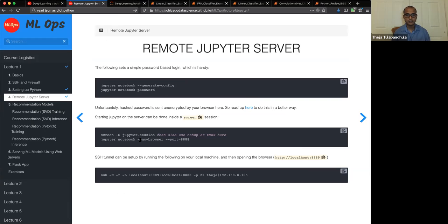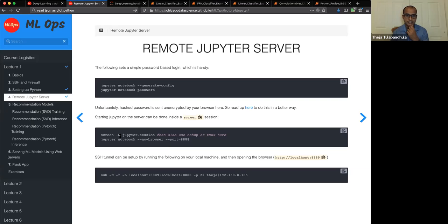So I started the Jupyter notebook under a screen session. The screen session just ensures that even if you are disconnected from the server, this notebook that I'm opening in my browser is actually not a locally run Jupyter notebook. It's running from a server.